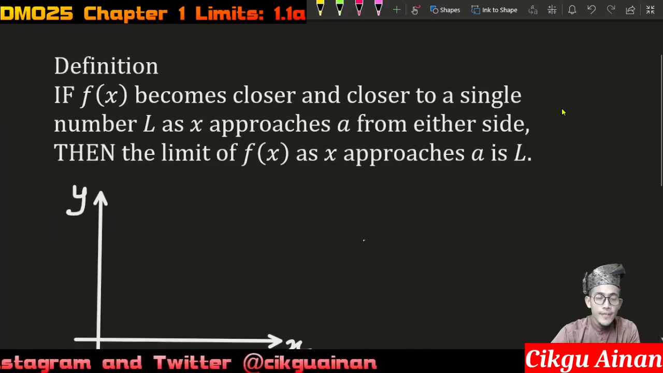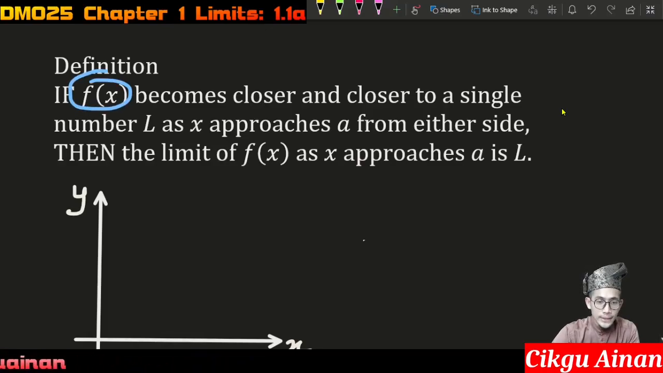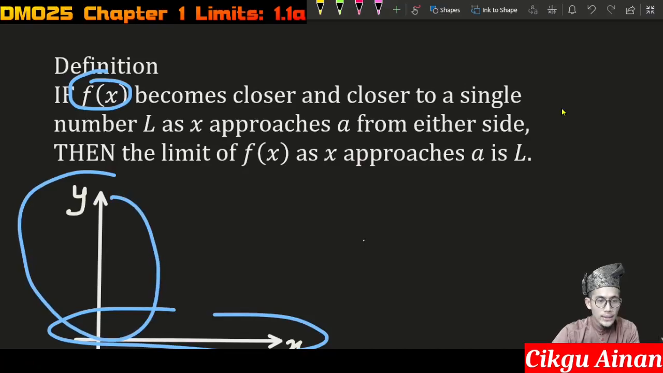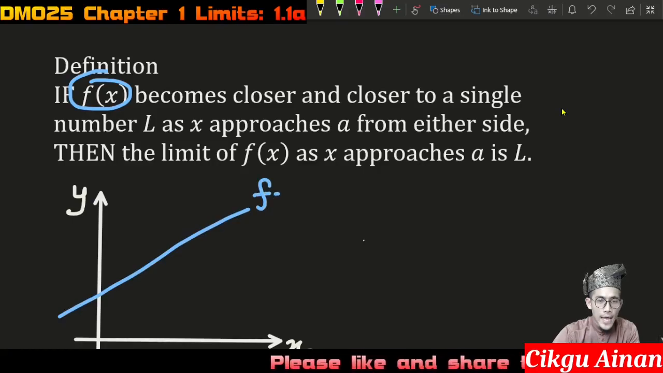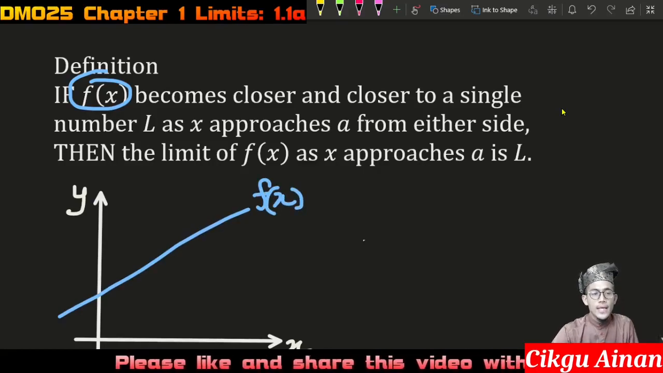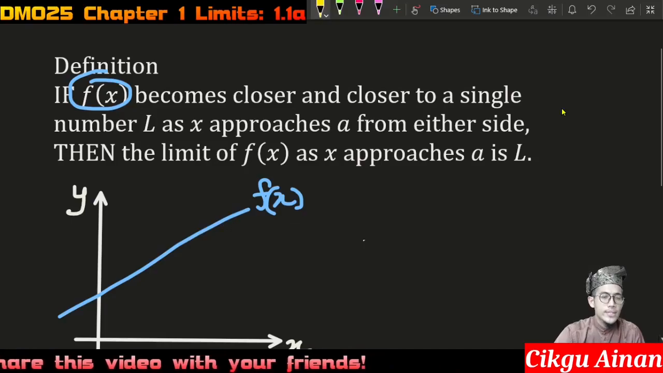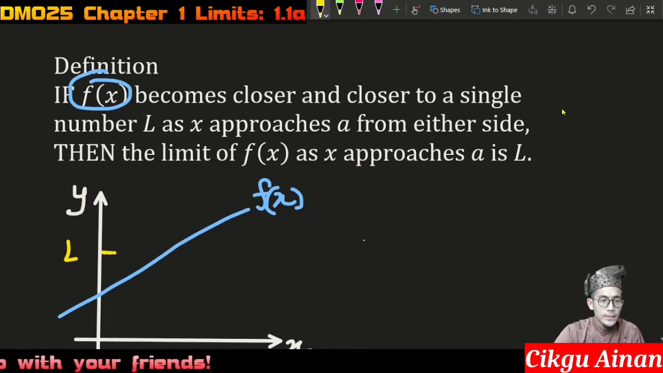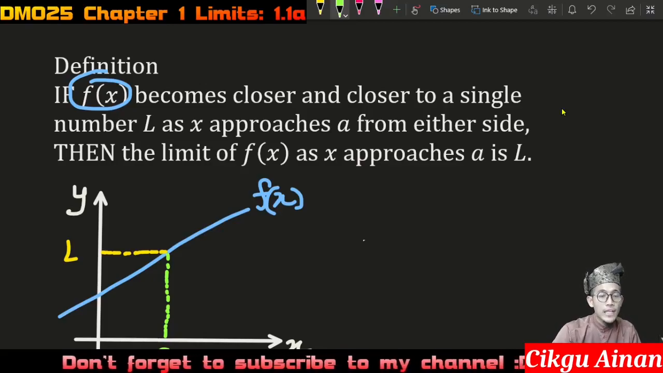So if f(x), what is f(x)? f(x) is a function. Let's consider this x-axis and the y-axis over here. This is our f(x). As f(x) becomes closer and closer to a single number L, where might this L be? L is a y value over here, traced back from the function. The tracing must come from the value of x. So what is the value of x? It approaches a value a.